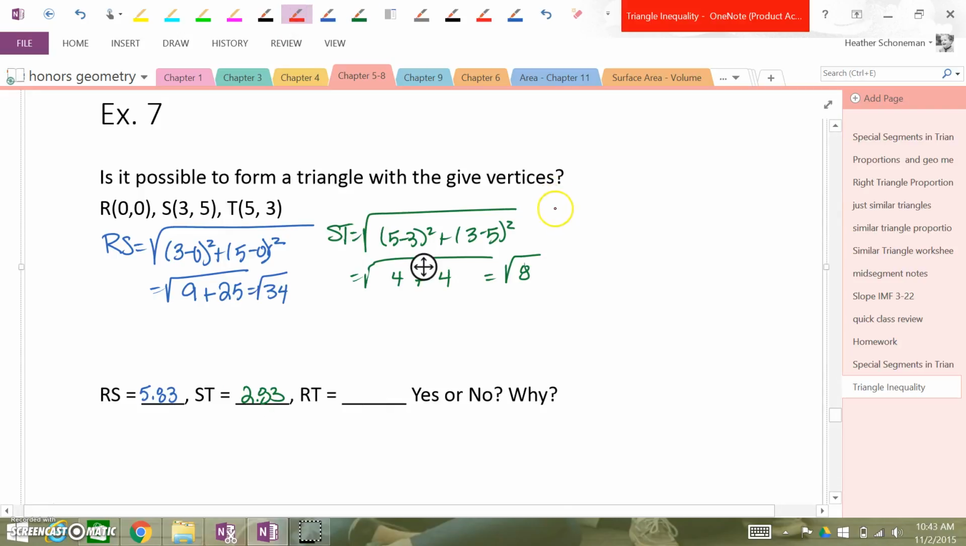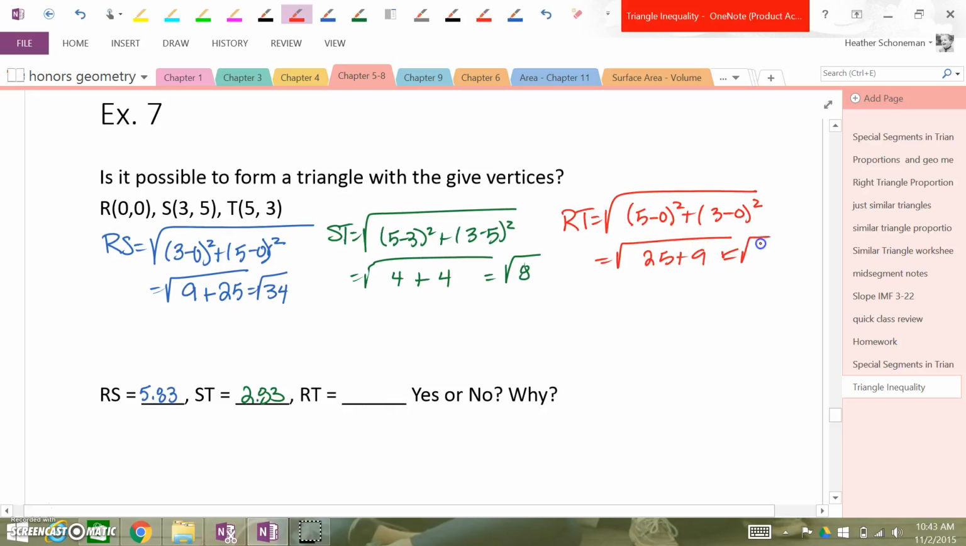Okay, let's try this again for the last one. The last combination would be RT. x2 minus x1, so it's going to be 5 minus 0 squared. y2 minus y1 would be 3 minus 0 squared. So we get 25 plus 9, which is the square root of 34. And if you make that a decimal, obviously we're still going to get 5.83. So, to figure out the yes or no, this is our work. We're going to check to see if the 2 smallest, which would be 2.83 and 5.83, are greater than 5.83. Well, you don't have to work very hard to see that that is obviously true.